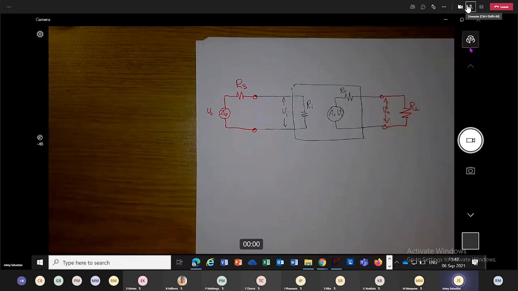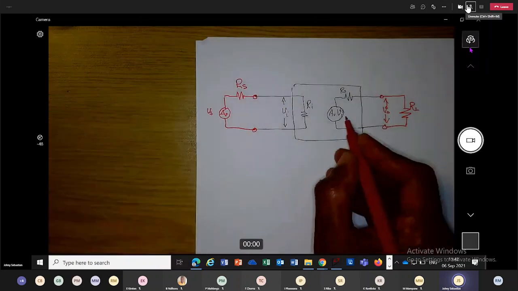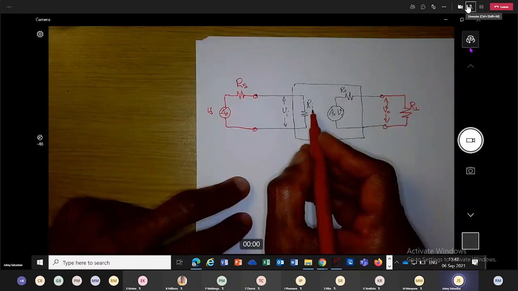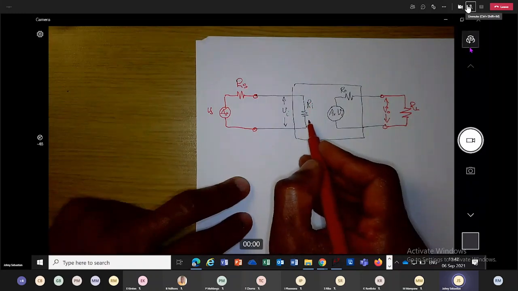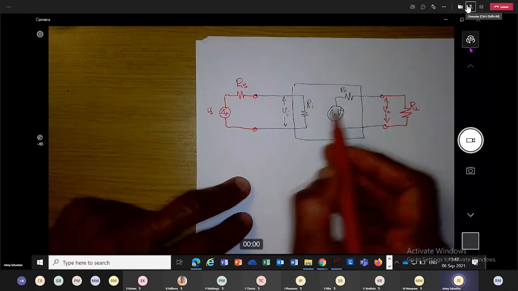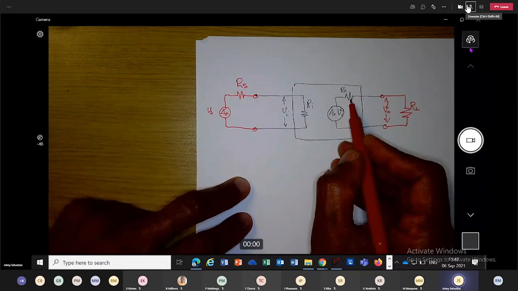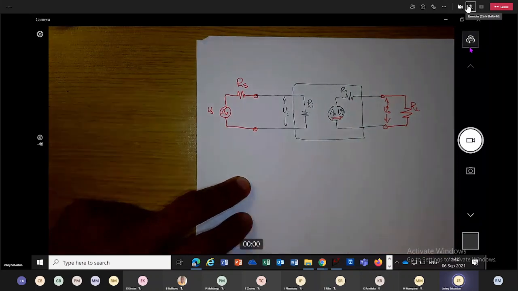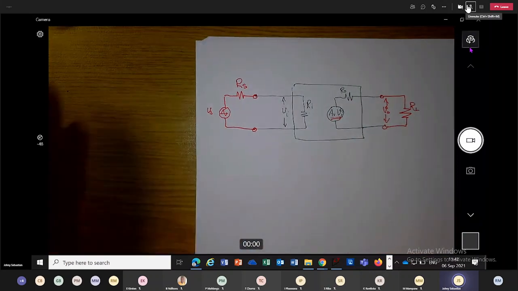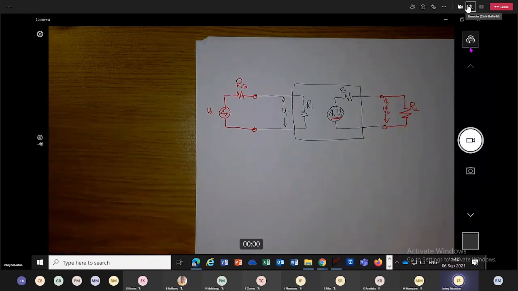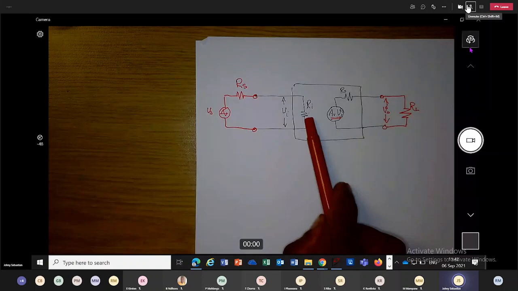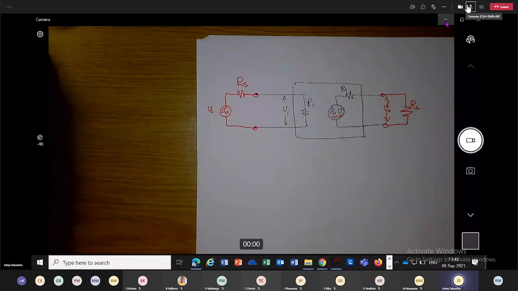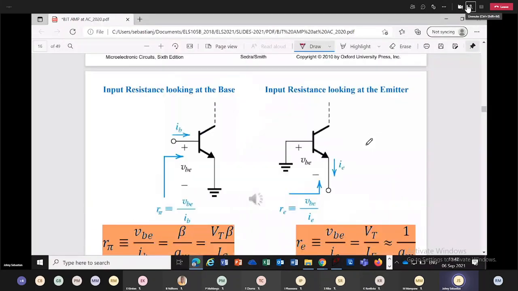Now, AV times VI, we are going to leave it. Let us try to find out what this RI is when it is a BJT amplifier. Later we will see what R naught is for a BJT amplifier, then we will see what AV times VI is for a BJT amplifier. So currently we are looking at RI of a BJT amplifier. Okay, I'm going to close this one and go into the slide.